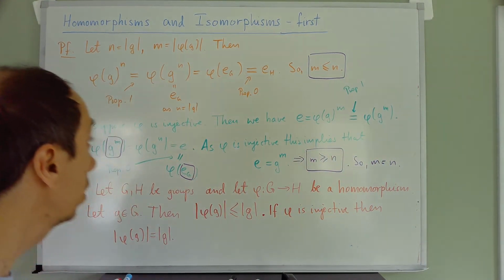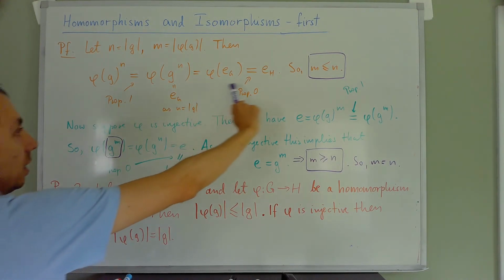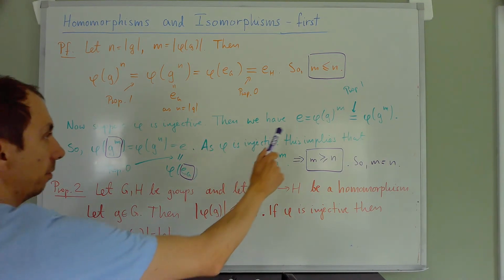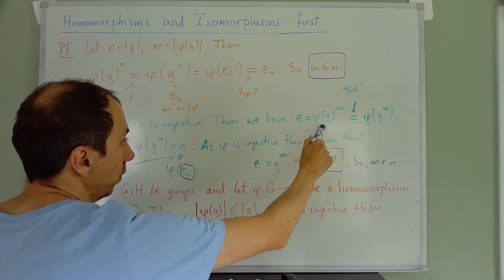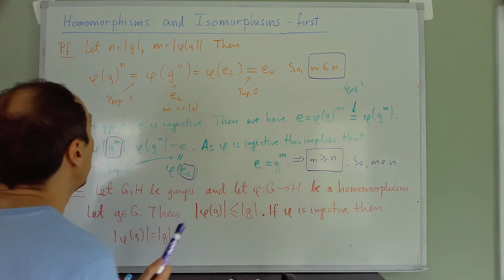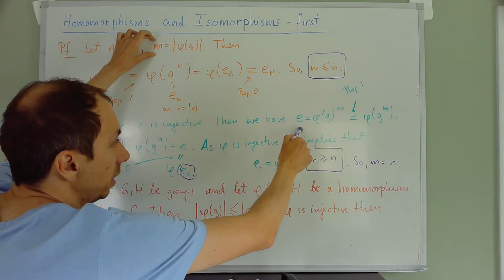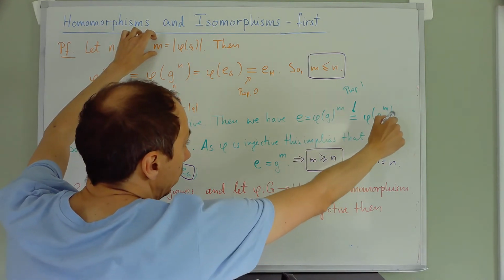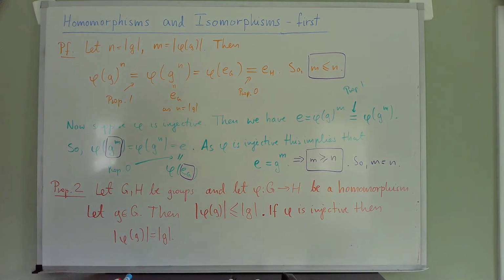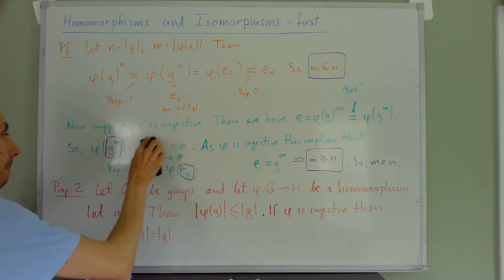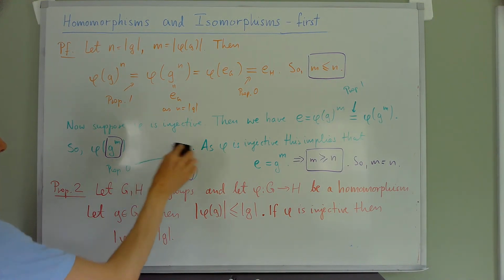Let me just quickly recap this, okay? So we had this inequality for every function phi. Now suppose that phi is injective. Then we have that E is equal to phi of G to the m, because m is the order of phi of G. So phi of G to the m is the identity. By using proposition 1, I can put the m inside. So that means phi of G to the m is the identity.